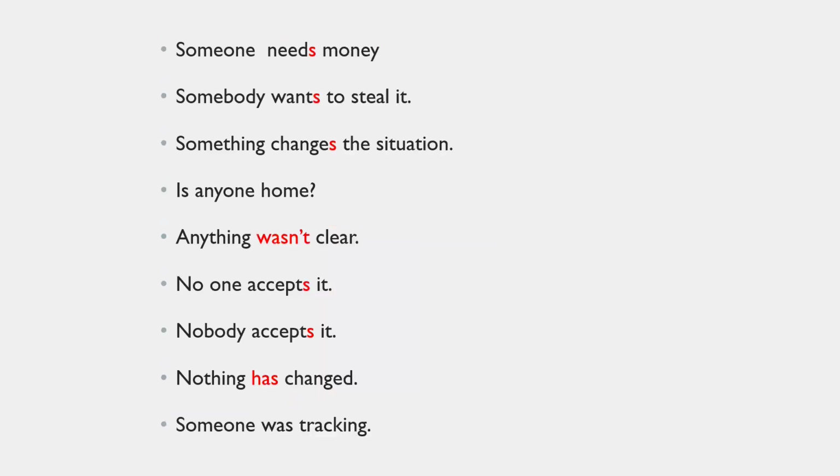Likewise. Look at the examples. Someone needs money, not need. Someone needs money. Here we should add an S to the verb because the verb should be in the singular form. Somebody wants to steal it. Something changes the situation. Is anyone home? Anything wasn't clear. No one accepts it. Nobody accepts it. Nothing has changed.